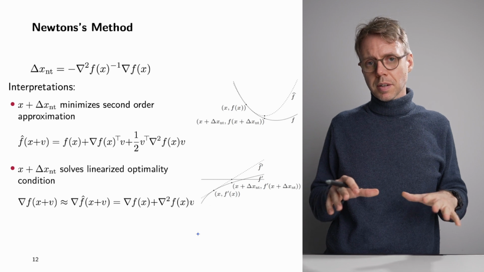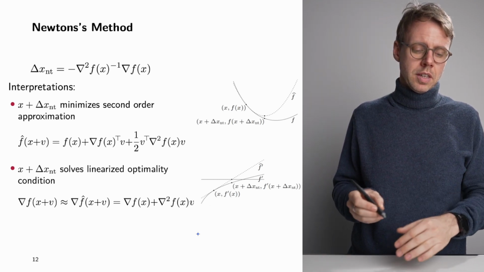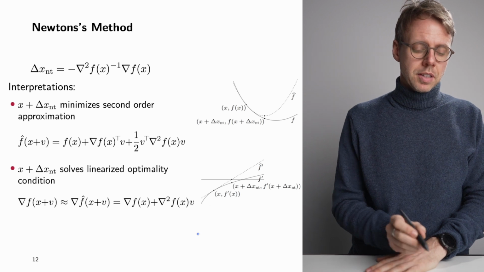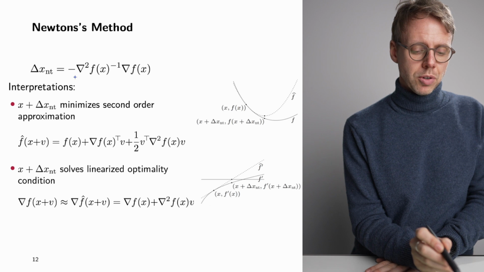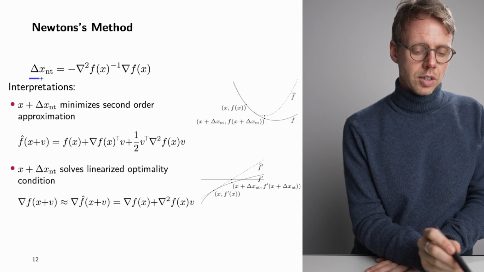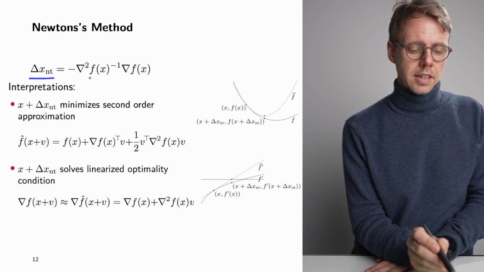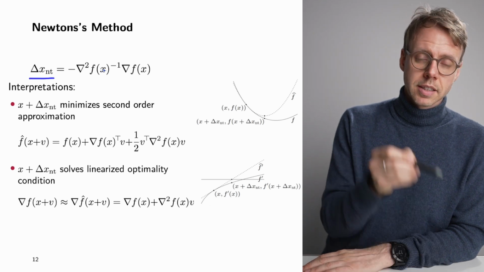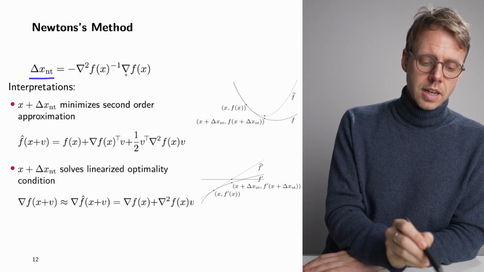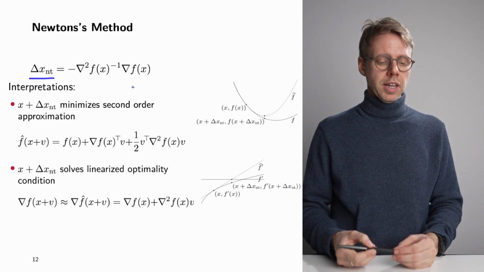The last method that I would like to discuss is Newton's method. In Newton's method, the descent direction is chosen as follows. So the Newton direction is given by minus the Hessian of f at our current point x inverse times the gradient of f at our point x.